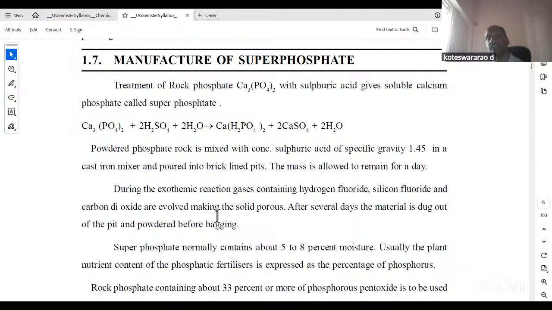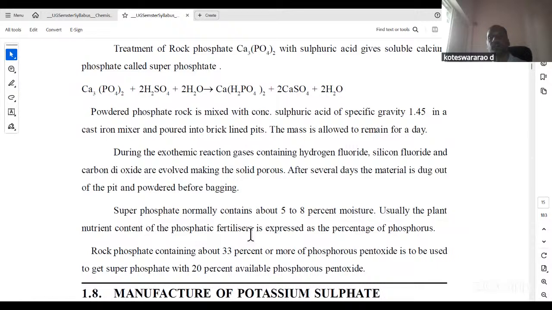After several days, the material is dug out of the pit and powdered before bagging. During this process, a hard rock-like solid is generated that will be dug from the pits. Later, it will be machined to powder. Later, it will be packed into bags. Right. Superphosphate normally contains about 5 to 8% of moisture.